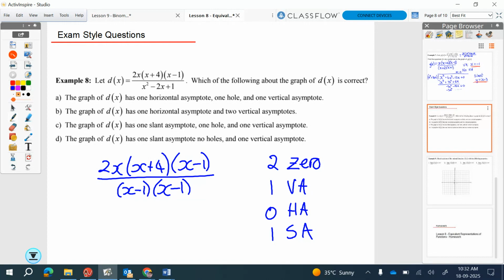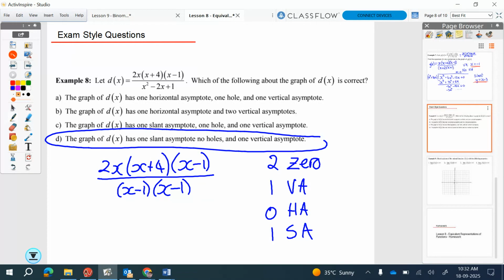The degree of the polynomial in the numerator is x to the power of 3, and the degree of the polynomial in the denominator is x to the power of 2. As the degree in the numerator is 1 more than the degree in the denominator, we will have a slant asymptote. So which one of these says that? We need 1 slant, no holes, 1 vertical. It's this one, isn't it? 1 slant, no holes, 1 vertical.